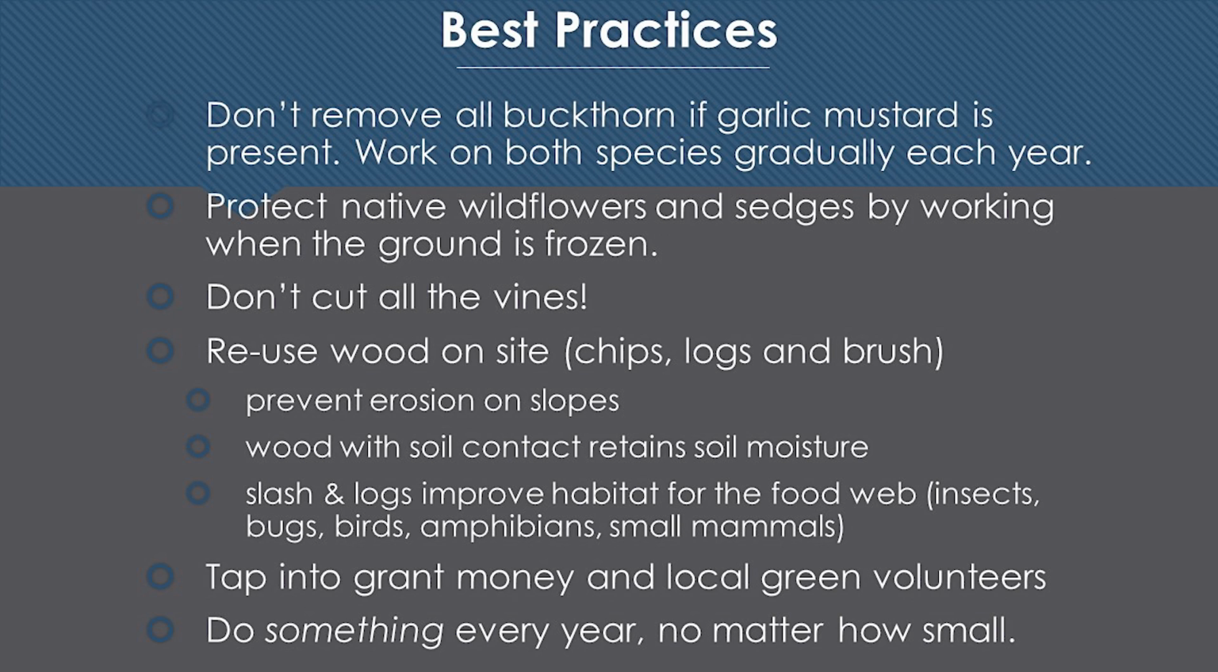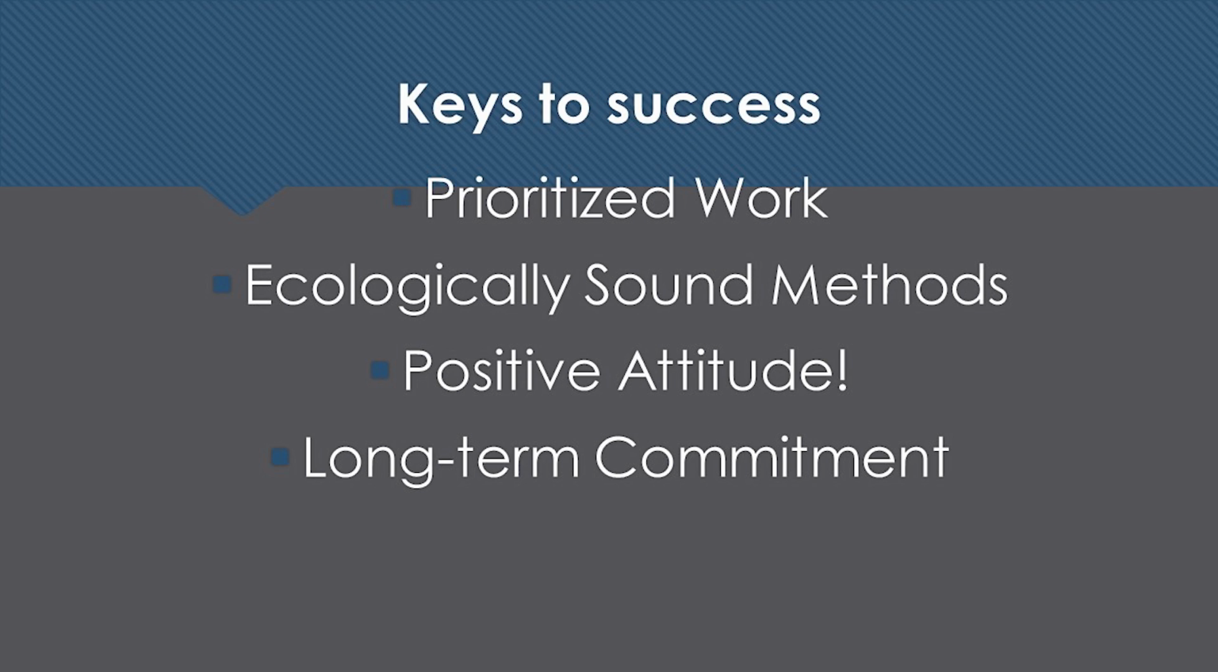So do something every year, no matter how small. If you're bored, you can go out and kill a female buckthorn pretty easily. You can do something every year. And these are the keys to success, because you're starting this as a long-term process. So prioritize your work. You already know what your priorities are now. Use ecologically sound methods. Have a positive attitude and a long-term commitment.